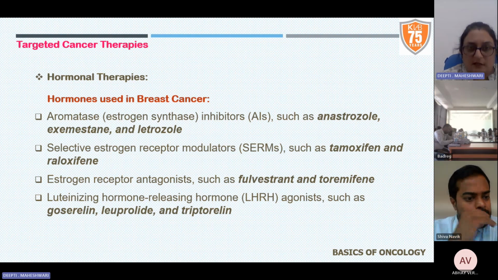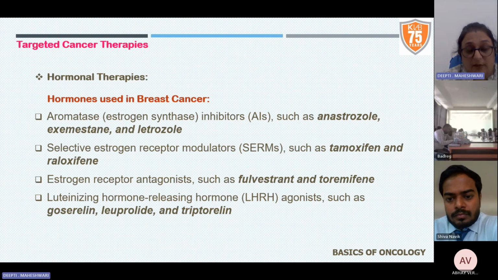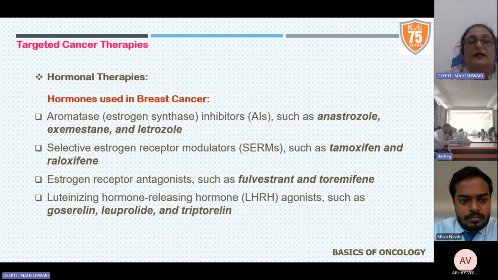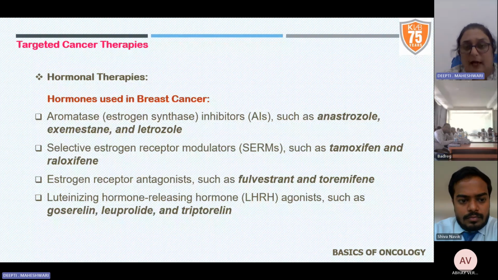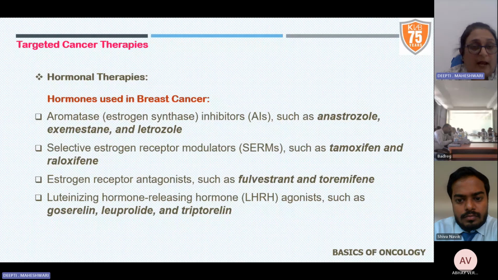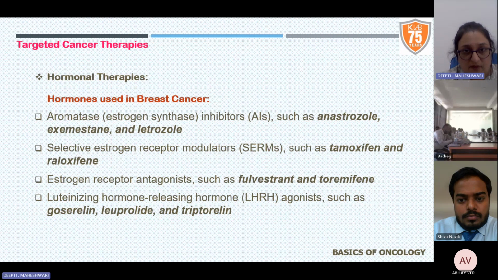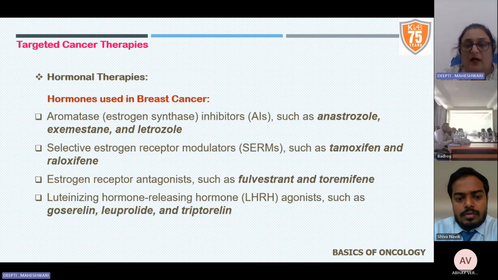You have aromatase inhibitors, which, from the name itself, you can make out will inhibit the aromatase enzyme, which is responsible for converting androgens into estrogen. And you have molecules like anastrozole, exemestane, letrozole, which come under the category of aromatase inhibitors. You have selective estrogen receptor modulators like tamoxifen and raloxifene. We will be explaining tamoxifen.